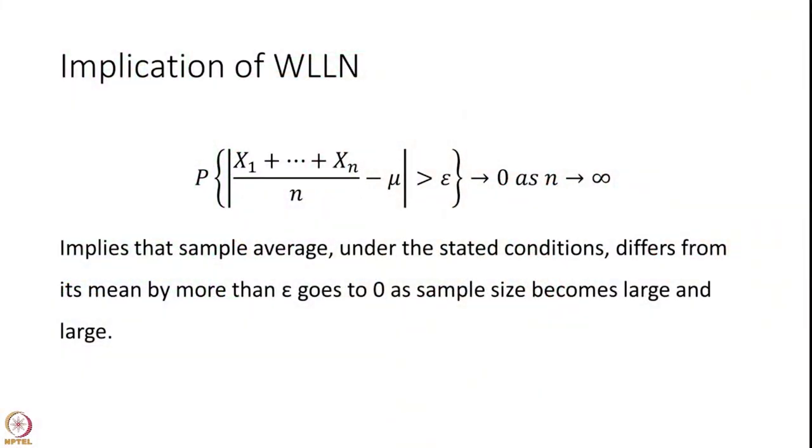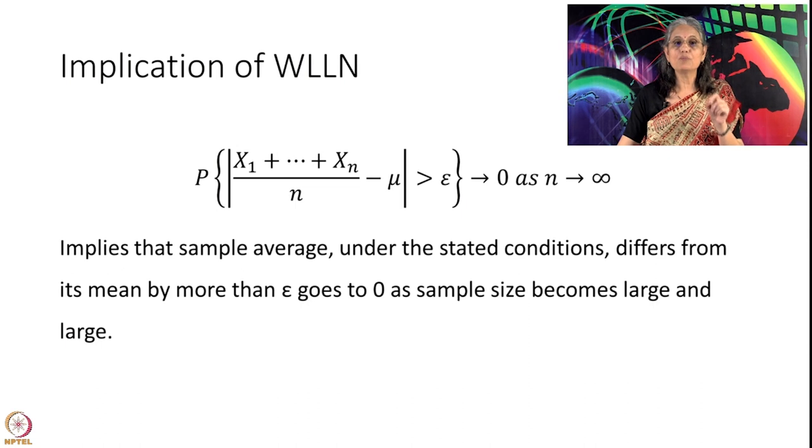So, what is the implication? What it says is that, as I said before, under the stated condition, by which I mean that the common variance of x1, x2, x3, ..., xn exists and is finite, the sample average differs from its mean value by more than epsilon with a probability that eventually diminishes as n tends to infinity. So, if it is more than epsilon, that probability goes to 0 as the sample becomes larger and larger.